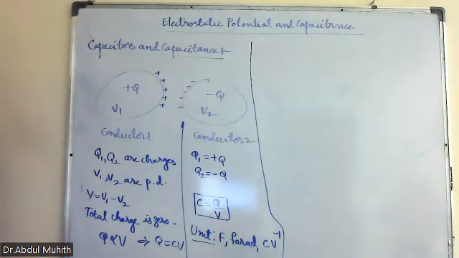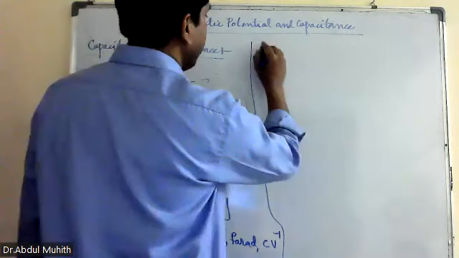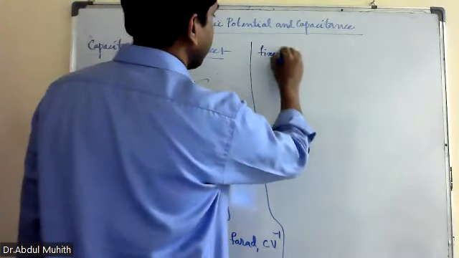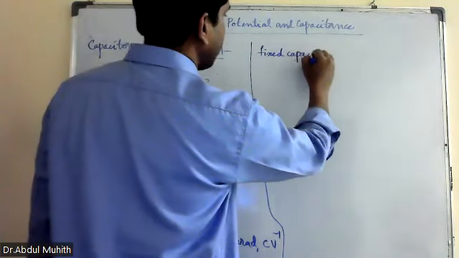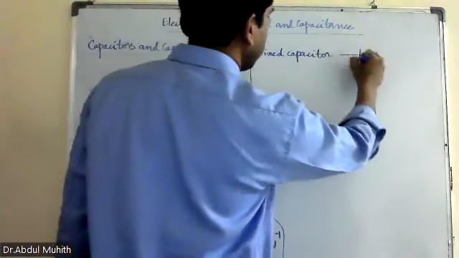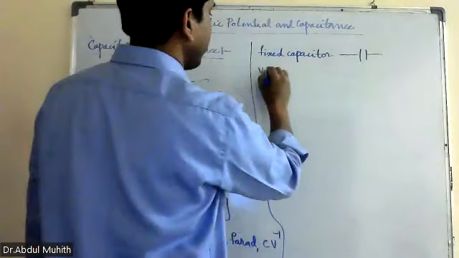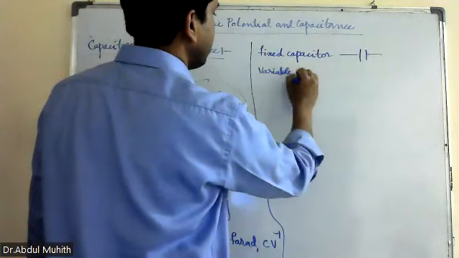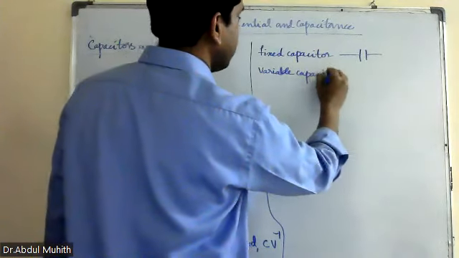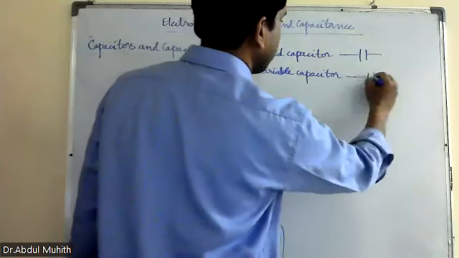We have two types of capacitor here. We have fixed capacitor and variable capacitor. When I speak about fixed capacitor, the symbol is like this. And for variable capacitor, the symbol is in this way.